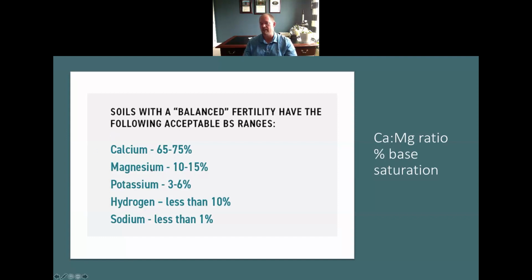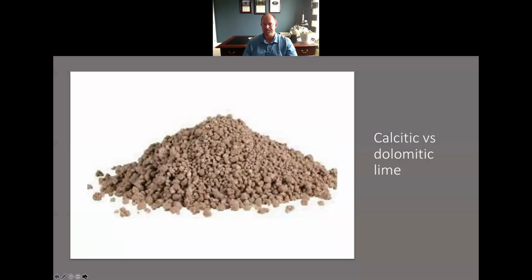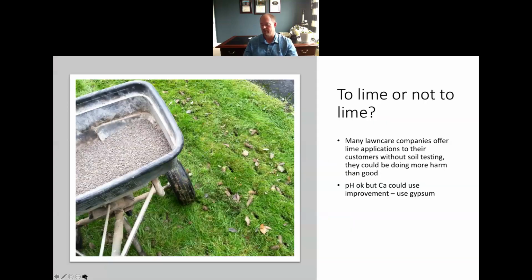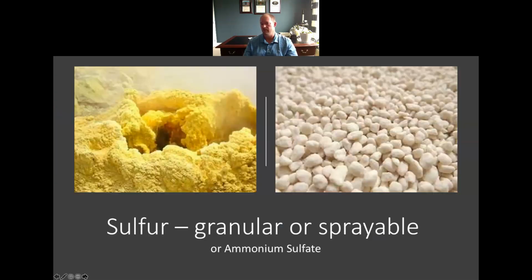In the case where magnesium is adequate and calcium is not, and pH is low, you're going to want to use a calcitic lime to go in there and raise that pH without affecting magnesium. If magnesium was low and pH was low, then we can obviously go in there and use a dolomitic lime. So that's why I don't typically recommend using dolomitic limes up here too much.